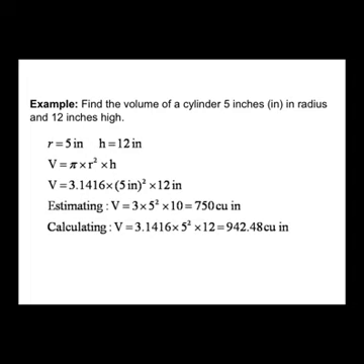Okay, so if we have a cylinder 5 inches in radius and 12 inches in height, we need V equals 3.1416 times 5 squared times 12. 5 squared is 25. So what we do is we take our 3.1416 times 25 times 12, which is 942.48 cubic inches. Again, cubic because it's a measurement of volume.